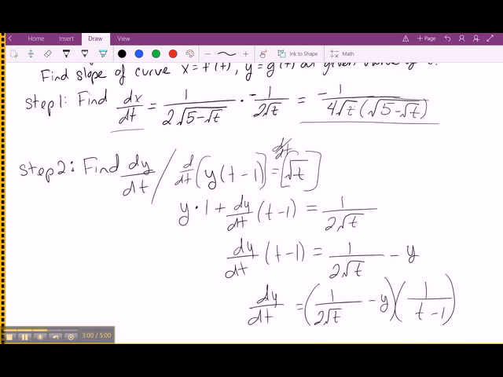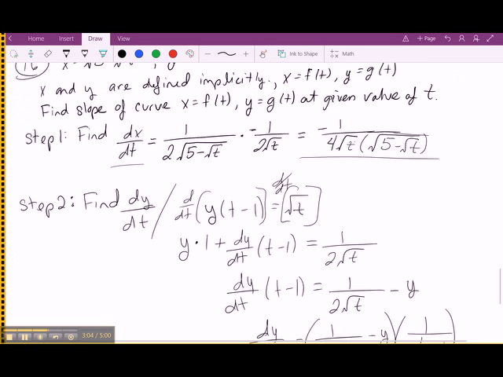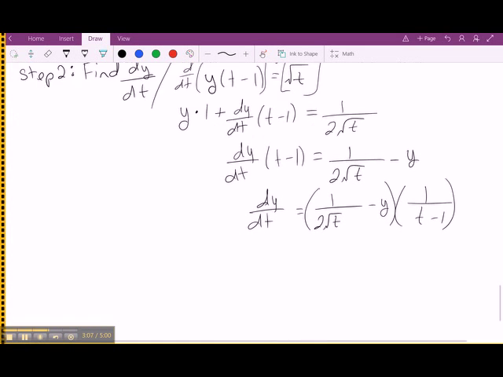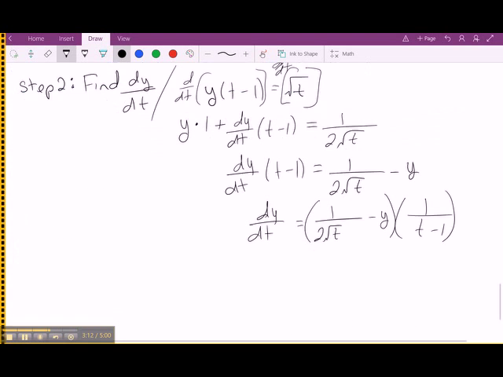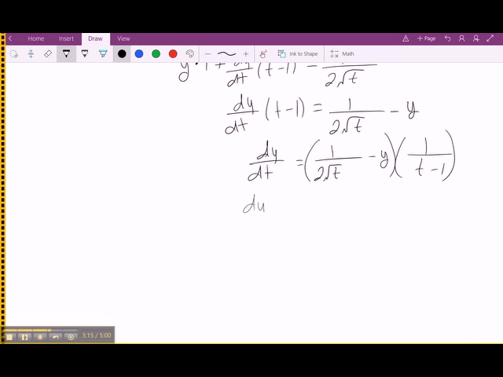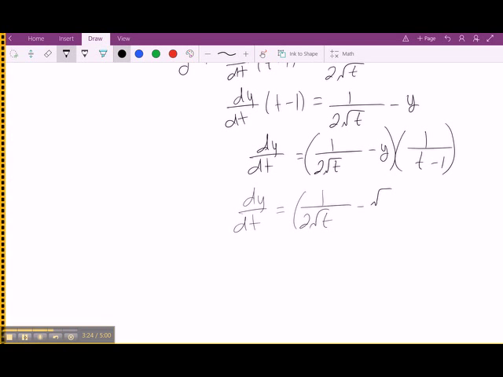Now if we look at our equation up here, we know that y times t minus 1 was equal to square root of t. So that means that y is going to be square root of t over t minus 1. So we need to plug that in down here. So square root of t over t minus 1 times 1 over t minus 1. And then we need to try to simplify this as much as we can.